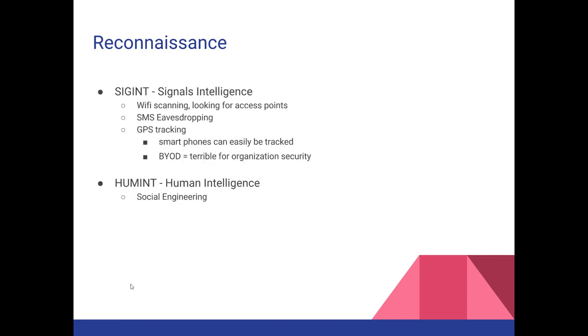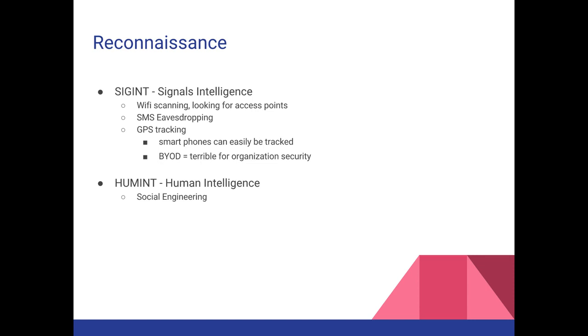So signals intelligence, SIGINT, involves Wi-Fi scanning. You know, the classic term war driving is what that is. Looking for any access points in the area. Doing SMS eavesdropping, which is often illegal, but may be allowed per target. You have to be very careful not to do it to people outside of the scope. So you should always seek permission if that is going to be in the engagement.